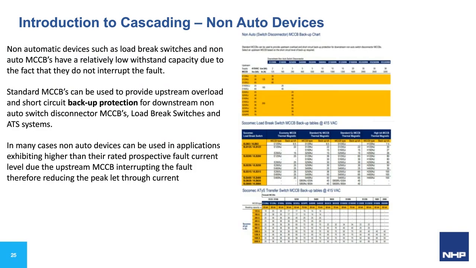Finally, let's take a look at non-automatic devices, i.e. devices that have no trip function or the trip functionality has been disabled. This group includes isolators and load break switches, as well as non-auto circuit breakers. In the case of non-auto moulded case circuit breakers, they have relatively low short circuit withstand capacity because essentially the construction of the device was designed with trip mechanisms in place to quickly interrupt faults, not to remain closed under fault conditions.